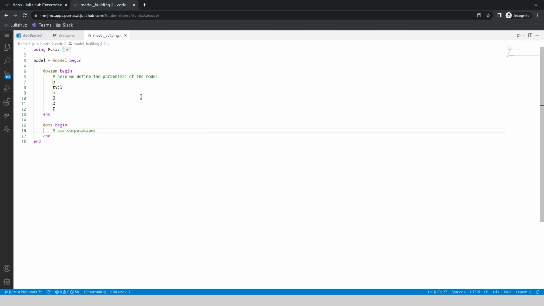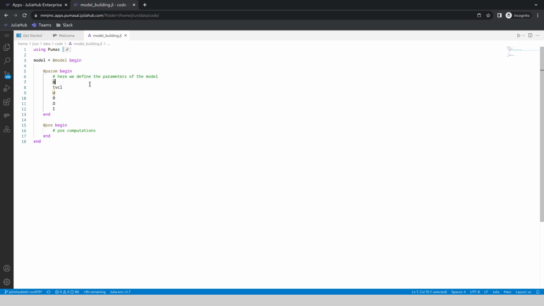So let's go over our param block. As I said in the last video, our param block is where we define any parameters of the model. This is analogous to $theta, $omega, and $sigma in Pumas. Here we specify all of the parameters that we want our model to infer, to estimate. And we specify them in a begin and end block.